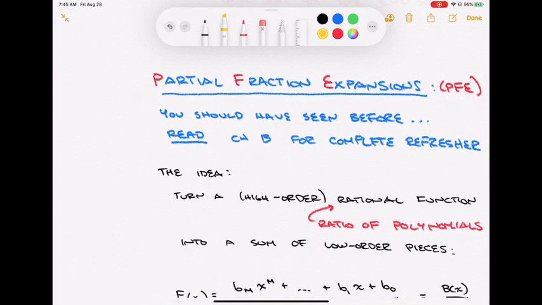Okay, so let's switch gears again. We're going to jump to another section in Chapter B. This is all about partial fraction expansions. That gets to be a mouthful, so we're going to abbreviate that. Partial fraction expansions, we'll just call it PFE. You should have seen this before, back in your circuits class or math classes. And I think there's a very deep discussion of partial fraction expansions in the book.